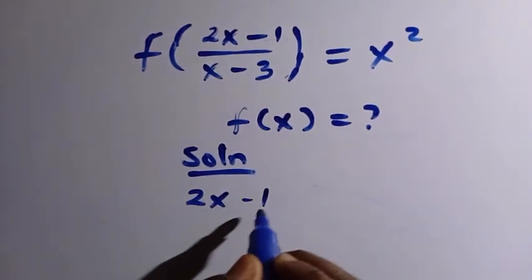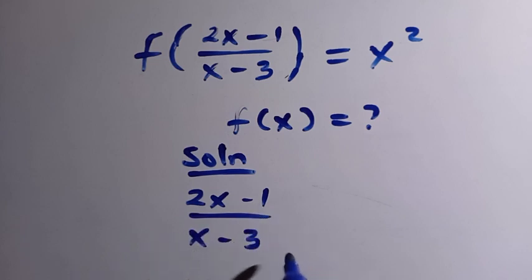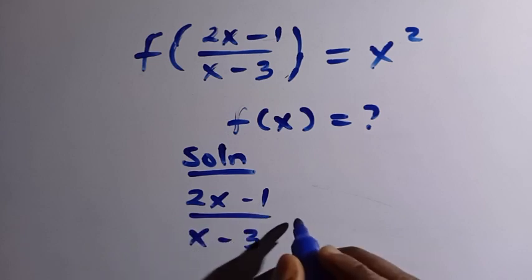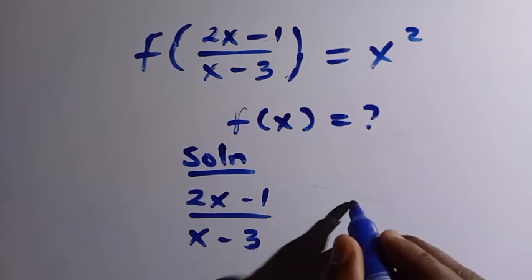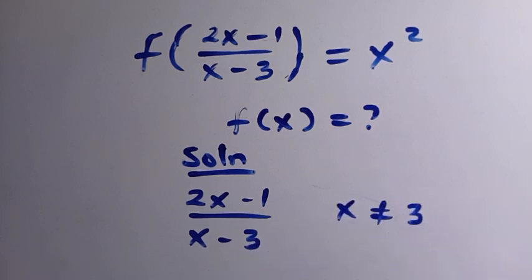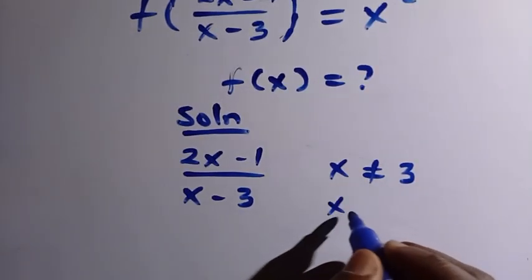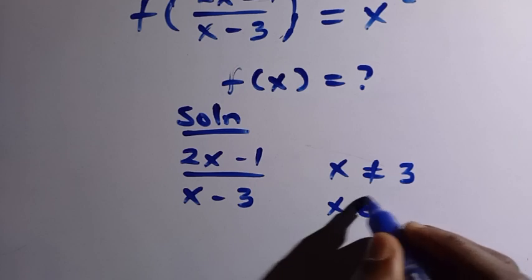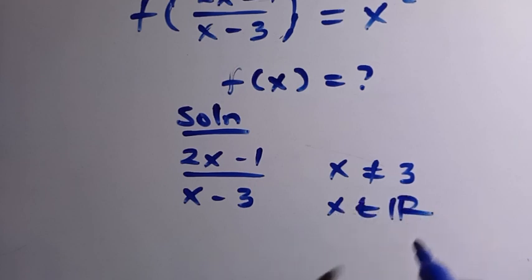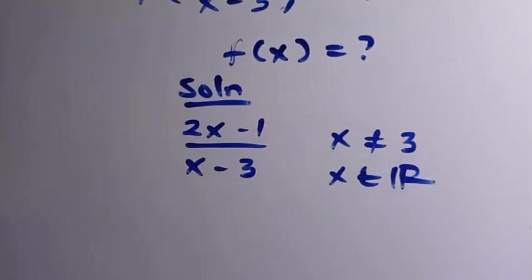(2x minus 1) divided by (x minus 3). The first thing we must know here is that the value of x is not equal to 3. And if x is not equal to 3, then it implies that the other values of x are members of the real numbers. So let's try and consider this domain.